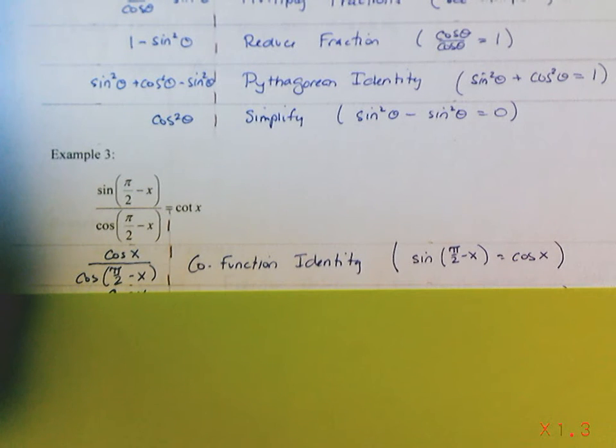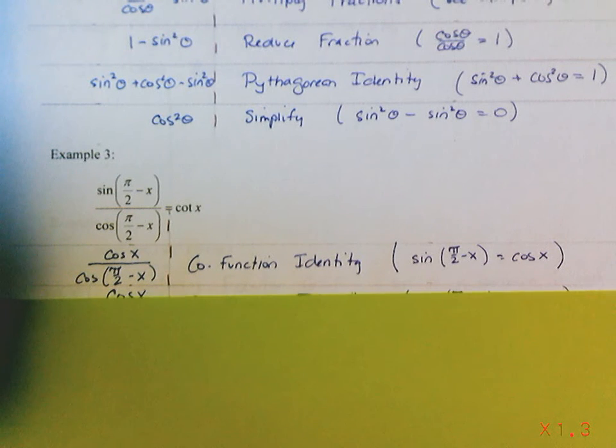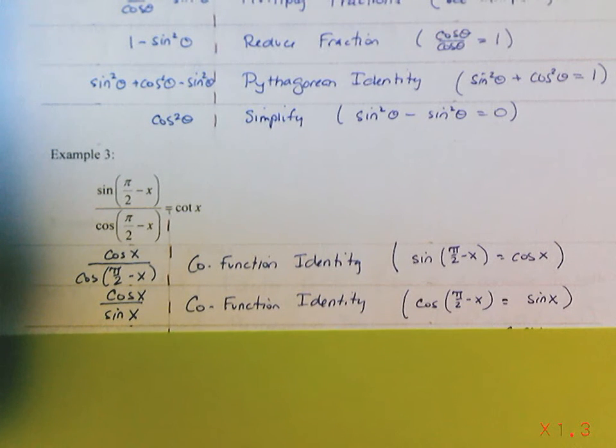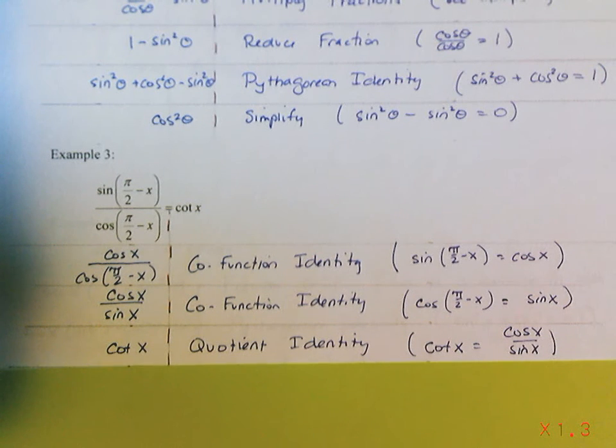After you've done these a few times, you could do 2 steps in one, because the next step I'm replacing cosine pi over 2 minus x with sine x. And that's just another cofunction identity. Now I have cosine x over sine x. And that's a quotient identity, which becomes cotangent x. And that's what I wanted to end up with. So these first 3 examples use substitution.